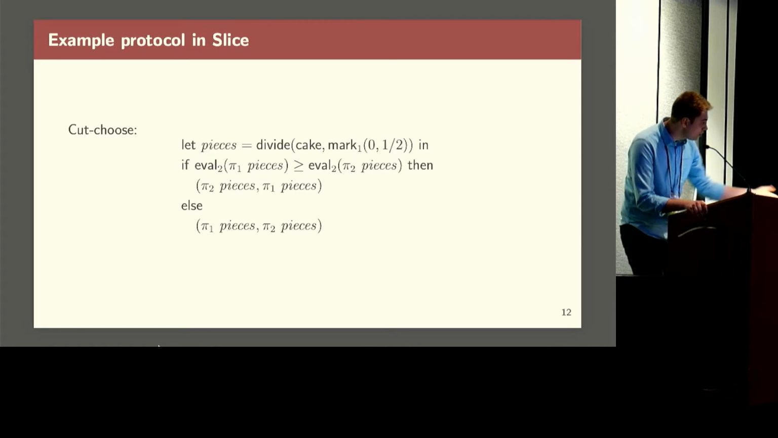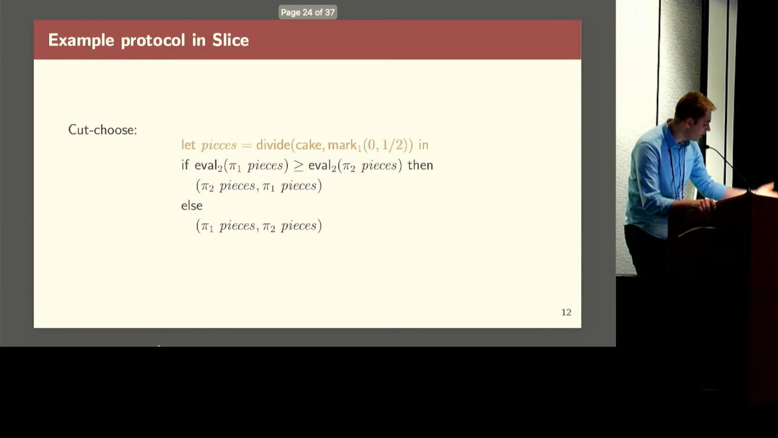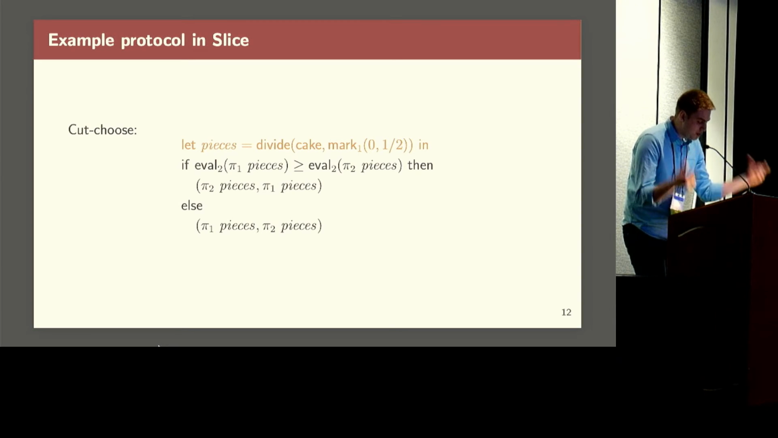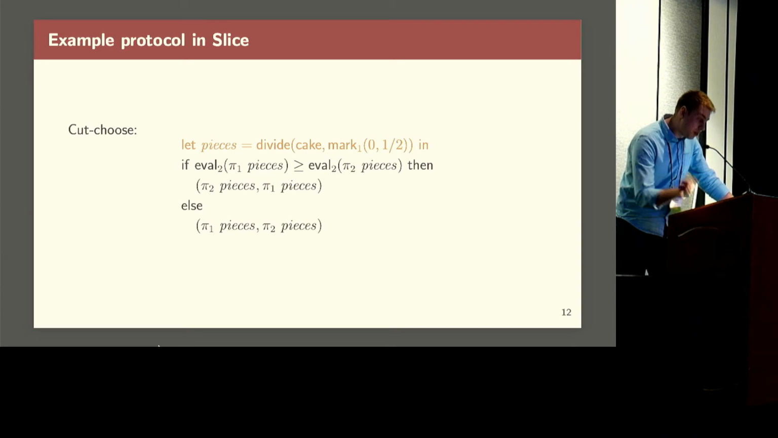Great. Now we can finally talk about our language. Here's an example. We've put cut-choose, the protocol with Alice and Bob, into the language. And I'll go through the couple steps that it has. So of course, the first step is to divide the cake into 2 equally preferred pieces, according to Bob. Here, agent 1, now highlighted in orange. Divide takes a piece and then a point and splits that piece at that point into 2. And the point that Bob chooses to split it at is this mark 1 of 0, 1/2. That point is such that the piece from 0 to that point has value 1/2 of the total cake. That way, Bob splits the cake into 2 equally preferred pieces.